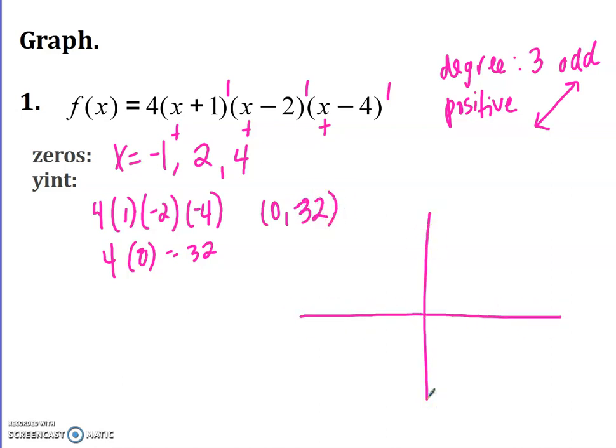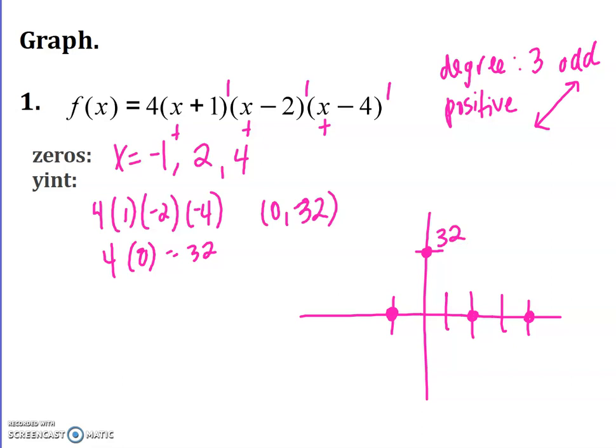How's this graph going to look? We're just going to draw an xy axis. My zeros are at negative 1, I'm going to put a dot. At 2, I'm going to put a dot. And then at 4, I'm going to put a dot. Nothing is squared. Nothing is cubed. So it all has a degree of 1. So that's how that's going to look. My y-intercept is up here at 32.